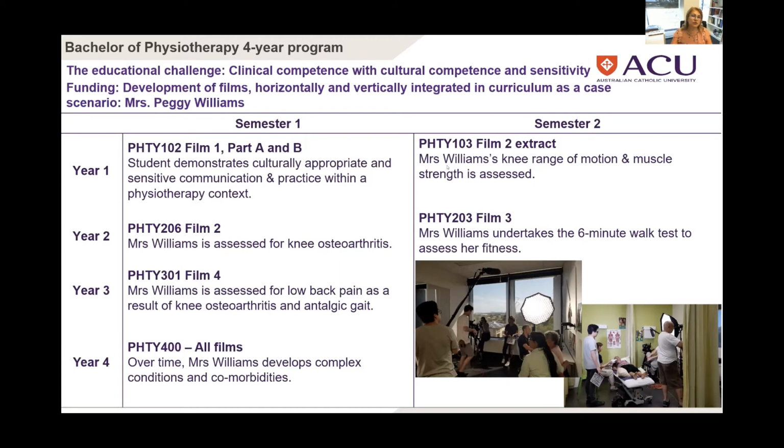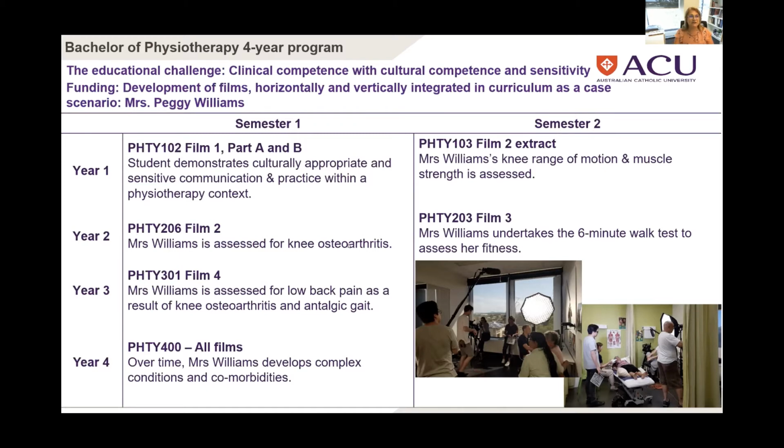But film 2 then is presented in semester 2 of year 1. And that's a short extract that links the content to what they learned the next year as well. In year 2, semester 1, they learn how to assess the patient for knee osteoarthritis.